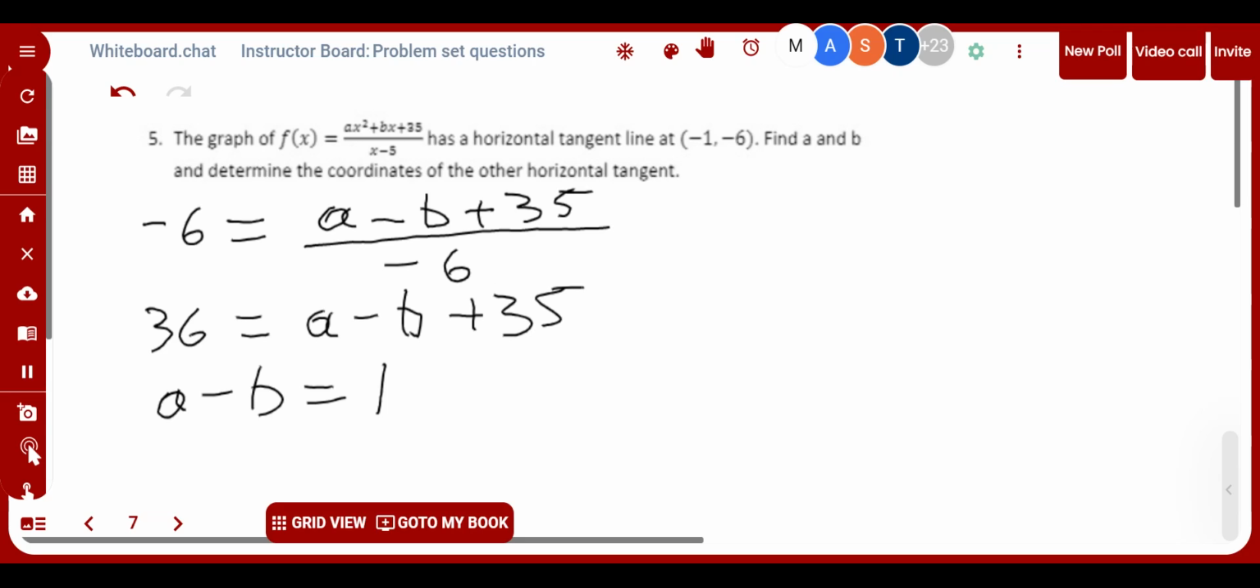Folks, I do need some participation here, because these are questions that I would expect that you would be able to think through and come up with some ideas, even though you may not necessarily be able to do everything on your own, but at least you have some ideas as to where to go. What do I do with information that says that there's a horizontal tangent at -1, -6? And yes, Adam says that the slope is equal to 0 at that point. So how can I put that information to good use?